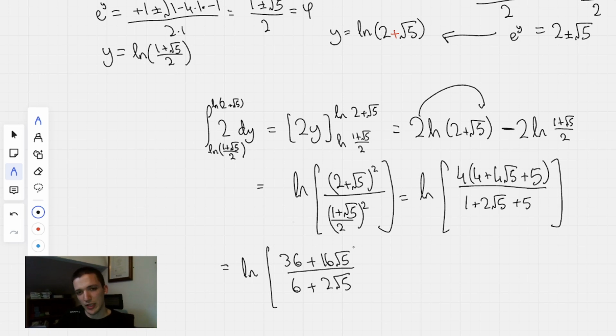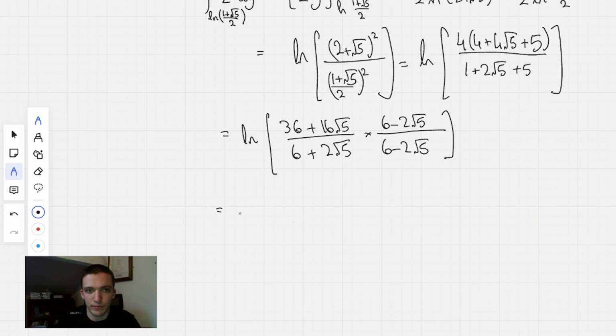These don't go nicely into one another, but we can always multiply by the conjugate of the bottom, which is going to be 6 minus 2 root 5 and 6 minus 2 root 5 in order to rationalise that denominator. Now that's going to become the natural log of, well, let's start with the bottom. 6 times 6 is 36. Plus 2 root 5 times 6 minus 2 root 5 times 6 is going to cancel out, which is the point of doing this. And then we've got plus 2 times negative 2 is negative 4. Root 5 times root 5 is 5, so minus 20, like so.